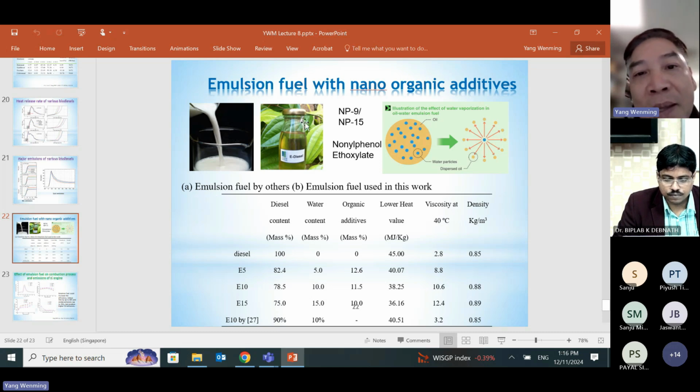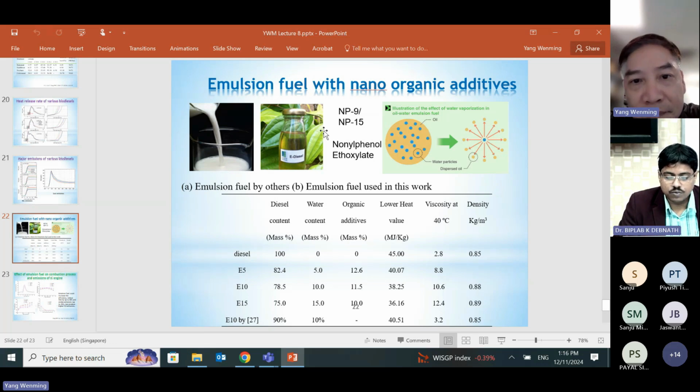However, for this kind of emulsion fuel, we actually kept the emulsion fuel in the lab for 6 months. Even after 6 months, we didn't notice any obvious separation. So it's very stable.